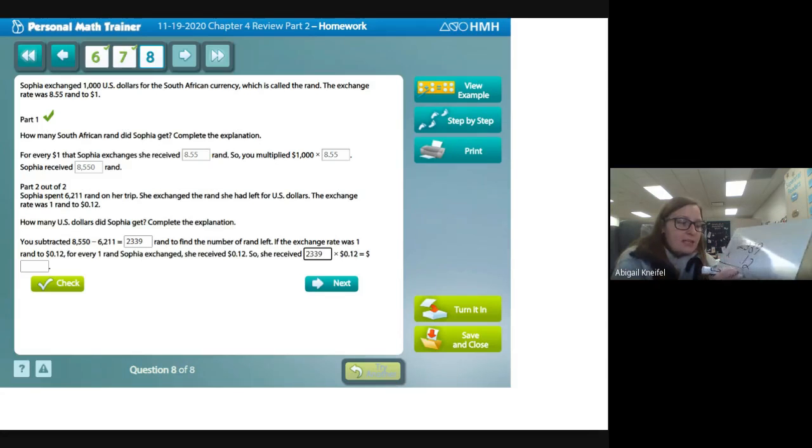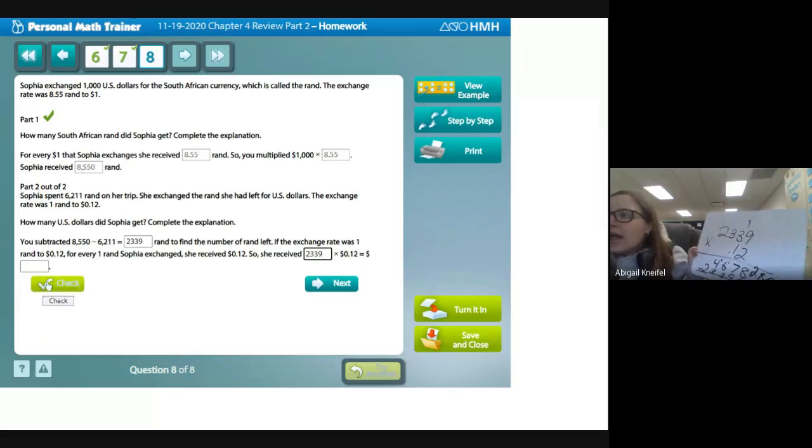2 times 9 is 18. Carry. 2 times 3 is 6, 7, 6. I'm going fast because we're out of time. 0 is 9, 3, 3, 2. Which would be 8. 16 carry, 10 carry, 8, 2. Put in my decimal. So she would get $280.68 back.